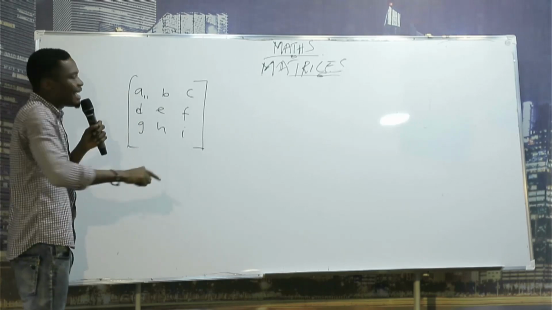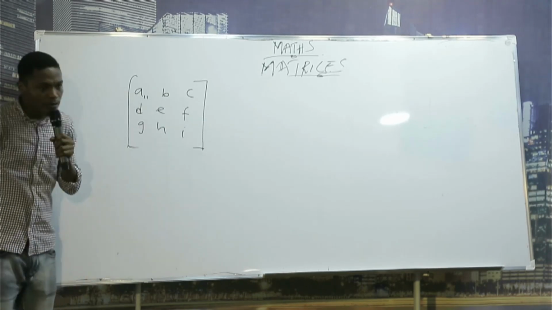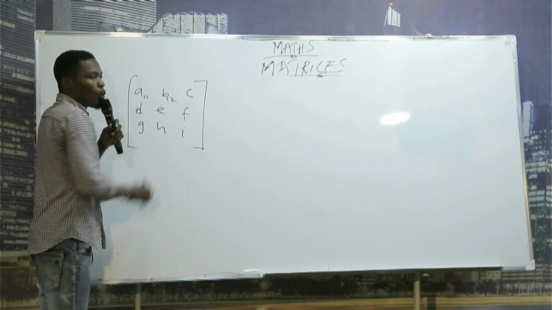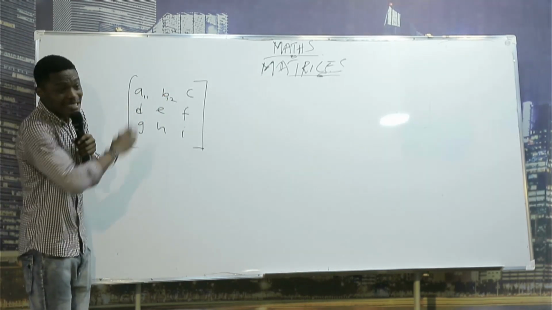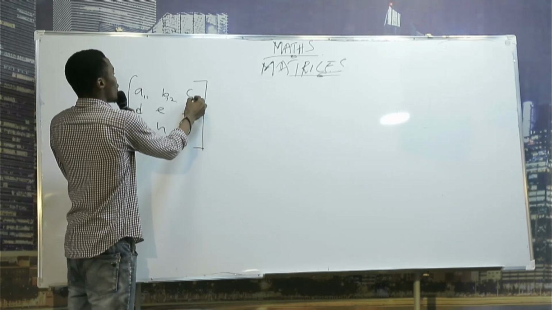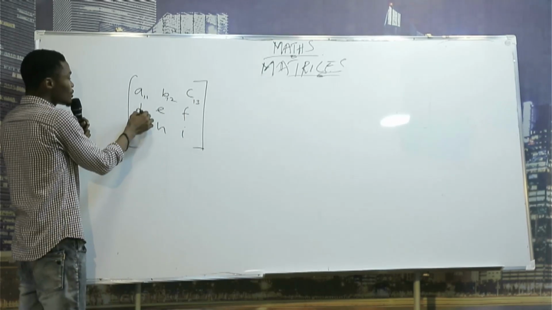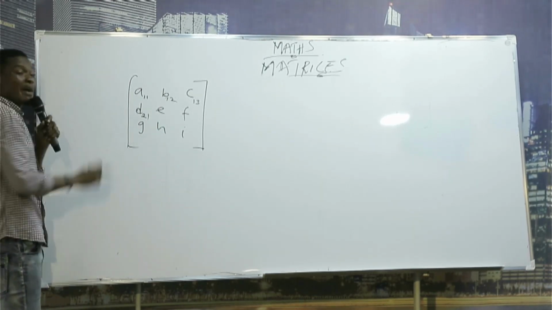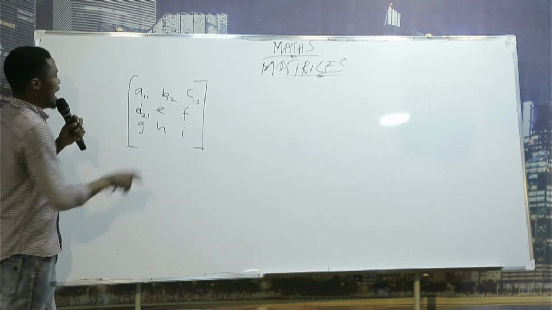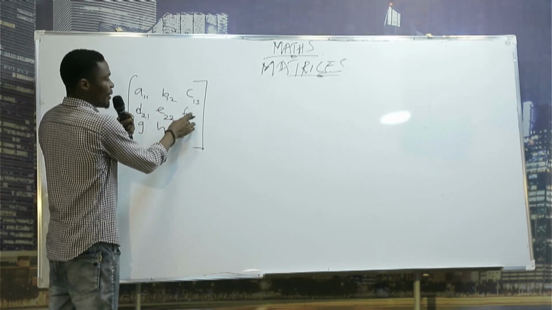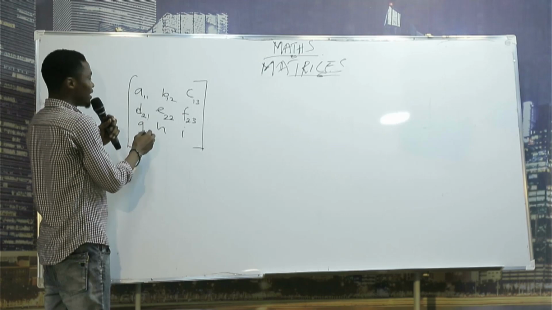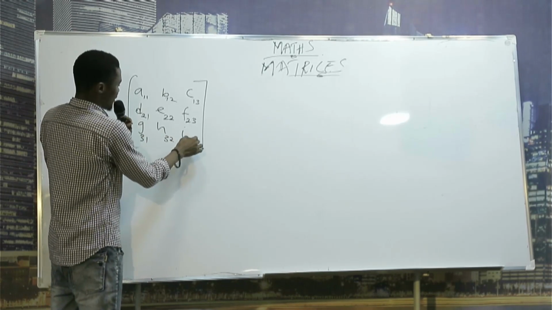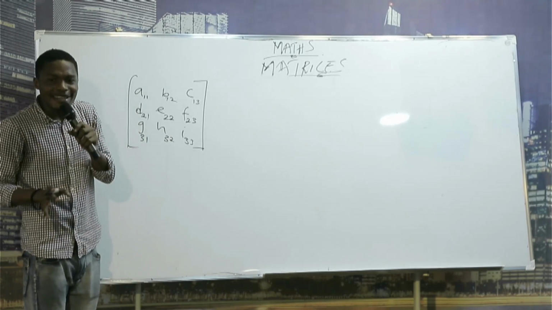So using the same idea, what subscript will be on B? Is it 1, 2? Why is it 1, 2? First row, second column. This one is what? 1, 3. Is it 1, 2 or 2, 1? Remember, row first. 2, 2. 3, 3. So that is how you identify the elements.